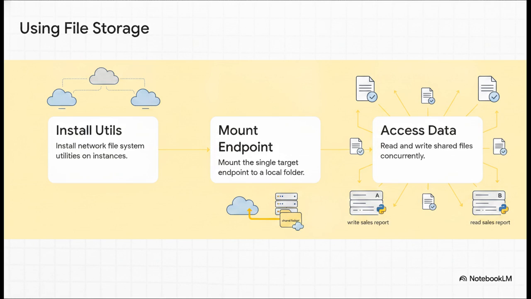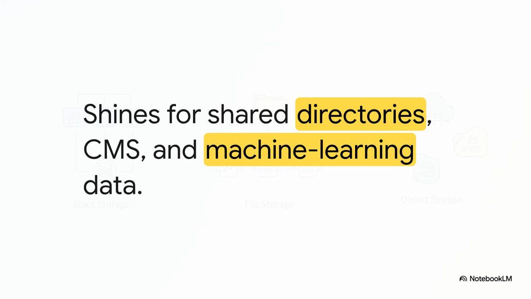If server A writes a brand new sales report to the shared folder, server B can immediately run a script to read that exact same report. No syncing required. Basically, whenever your workload requires multiple nodes to read or write data at the exact same time, file storage is your answer.